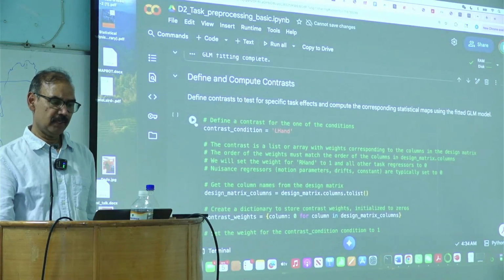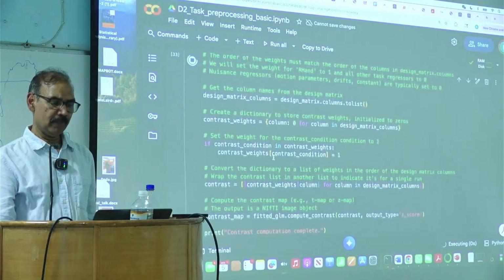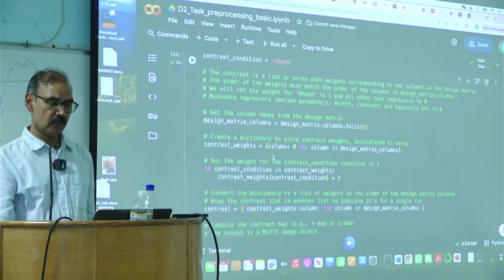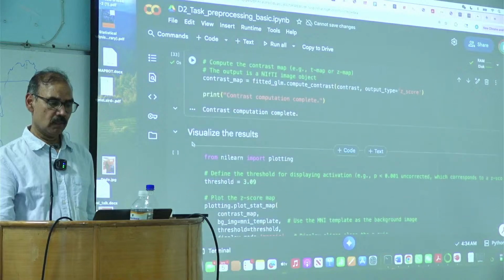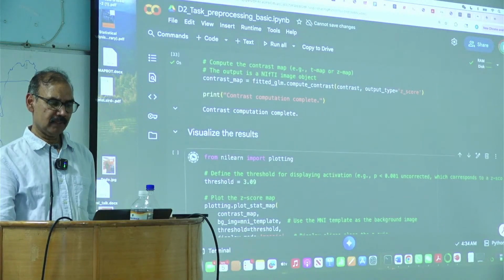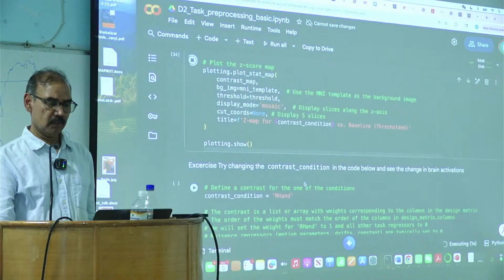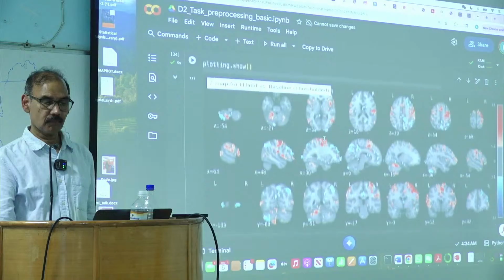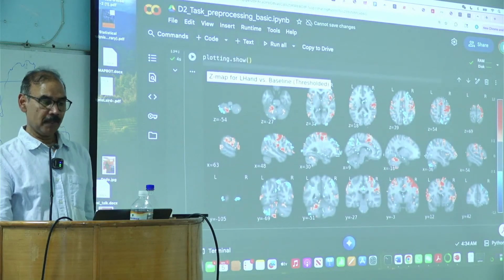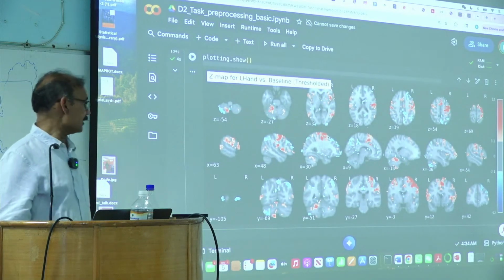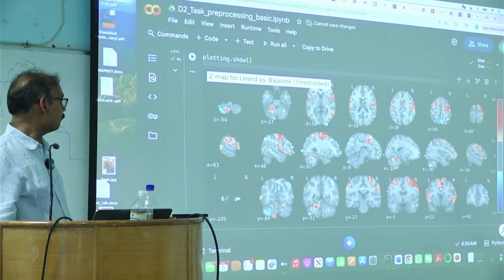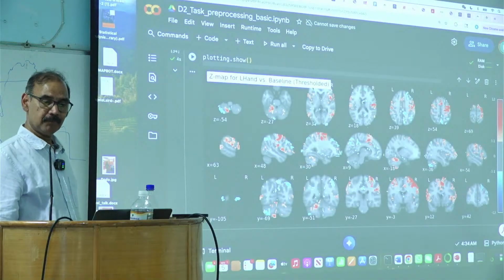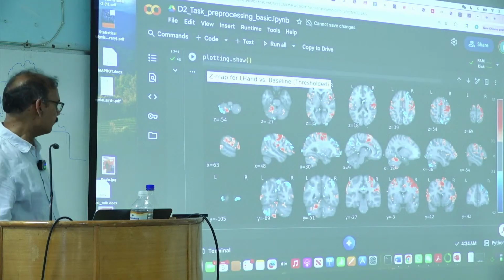So that is done. Now we are to build the contrast, and then is the visualization, right? So this is how the results look. This is left hand versus baseline, right?